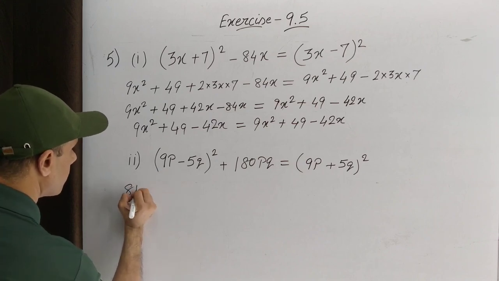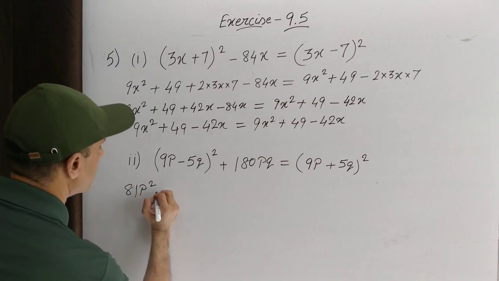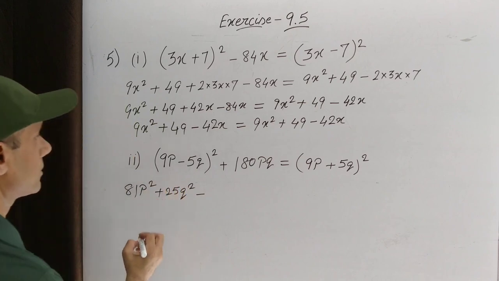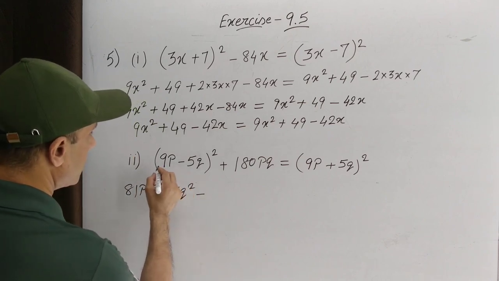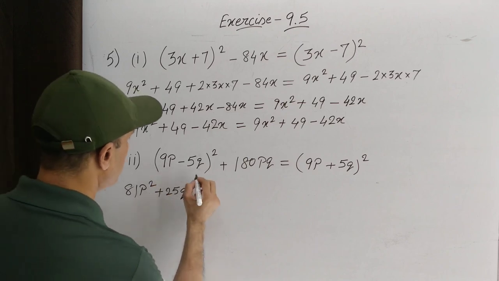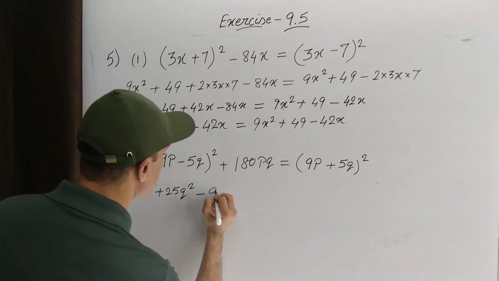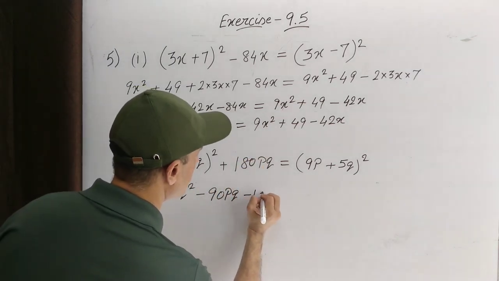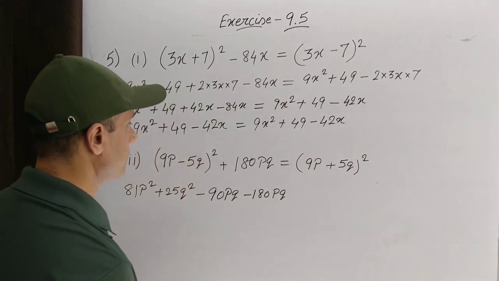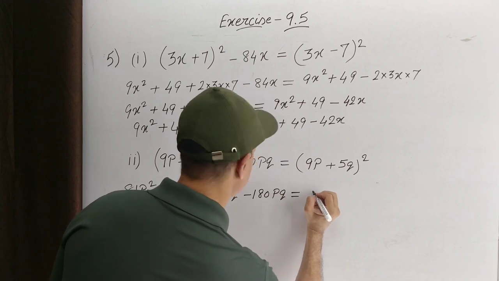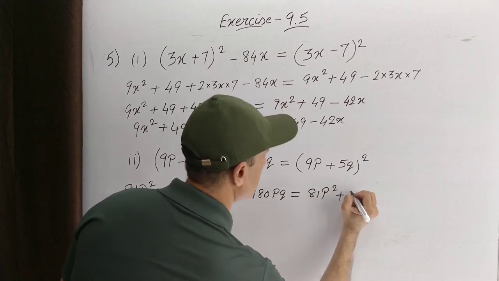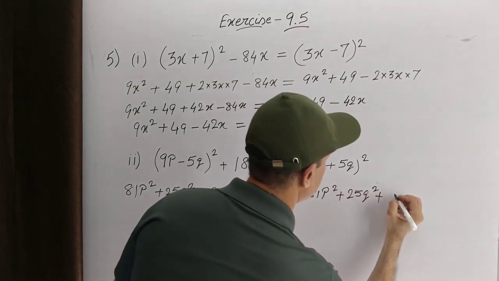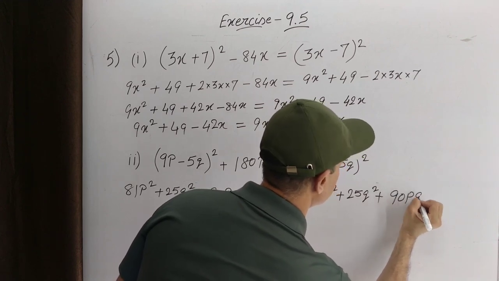Similarly, this can be written as 9 square, 81 b square plus 25 q square minus 2 into 9 into 5, that is 45 into 2, that is 90 bq, and this is 180 bq, and this side will have 81 b square plus 25 q square plus 2 into 9 into 5, that is 90 bq.